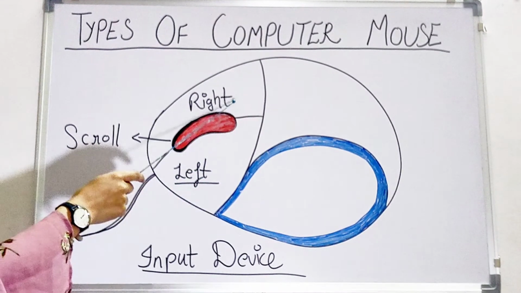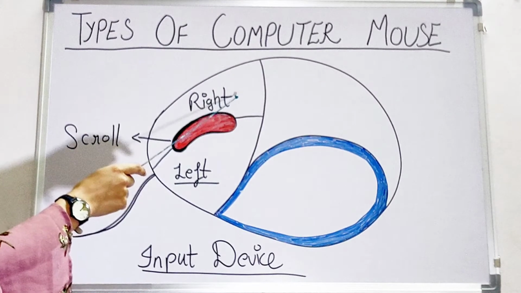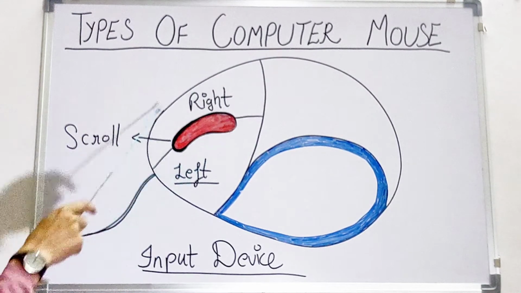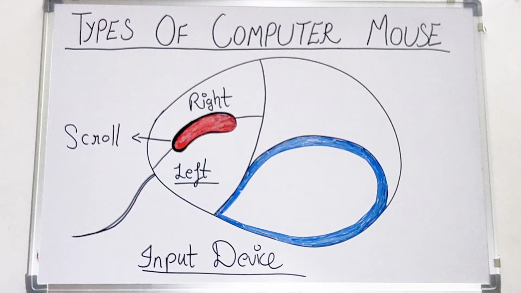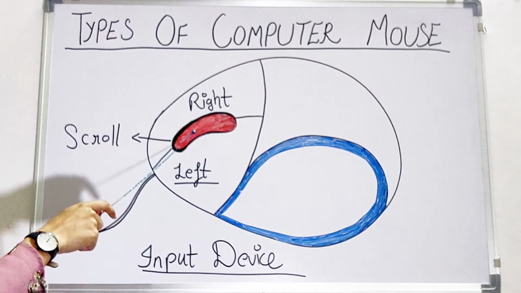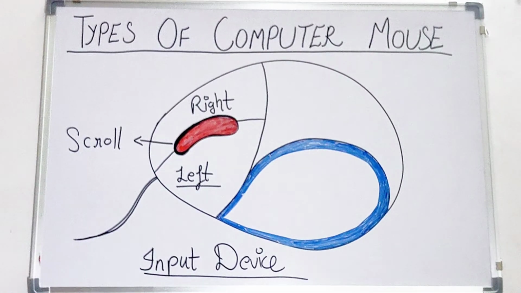Now, the left button is used to select or choose the icons on the screen. The right button is used to display the menu on the computer screen. Now we have the scroll button. The scroll button is used to scroll the screen. When we cannot see something on the screen which is given downwards, then we use this button to scroll it. Now I am going to show you the functioning of each button on the computer screen so that you can understand it in a better way.